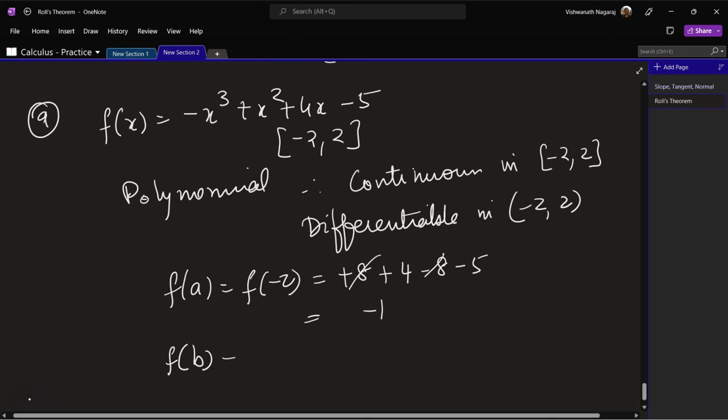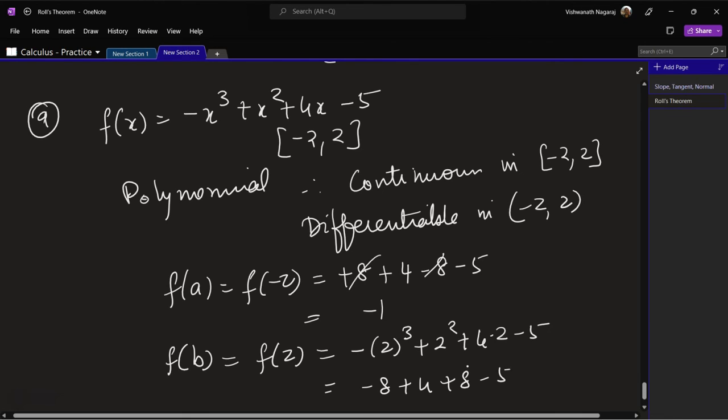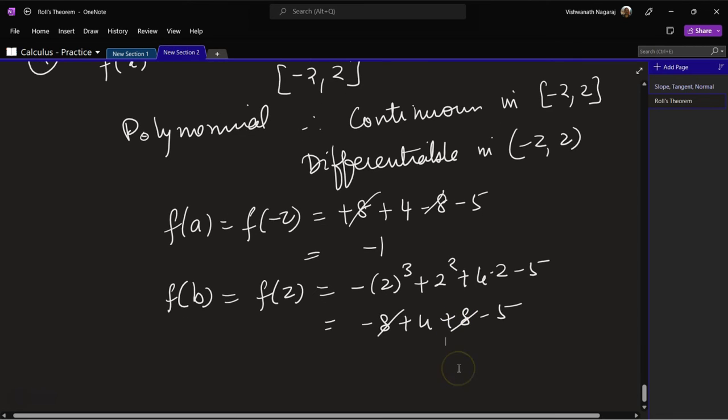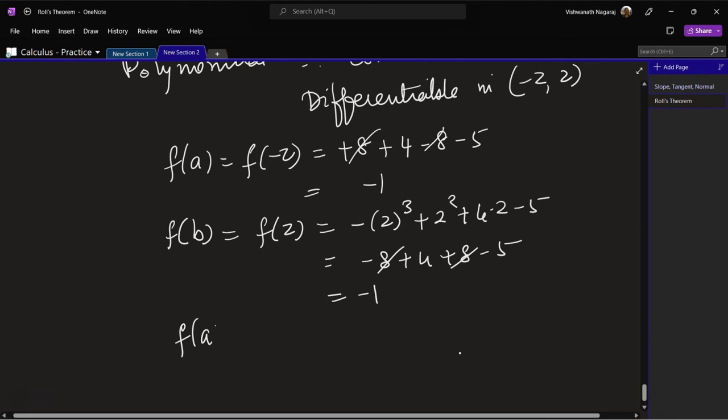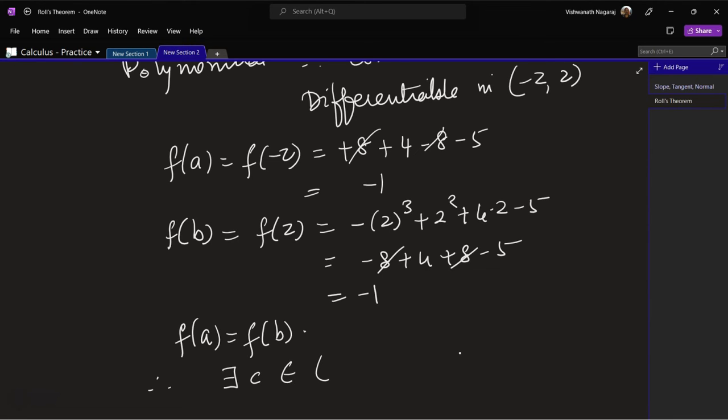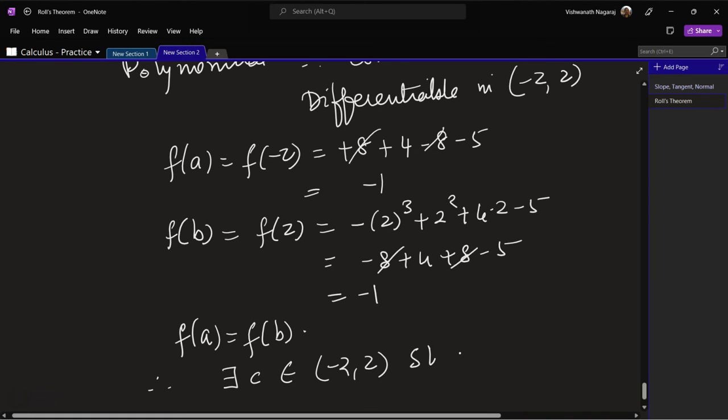Now let's look at f of b, which is f of 2. Okay, this gives us minus 2 cube plus 2 square plus 4 times 2 minus 5, which gives us minus 8 plus 4 plus 8 minus 5. So 8 cancels, 4 minus 5 is minus 1. Which means f of a is equal to f of b. Therefore, there exists a c belonging to the interval minus 2 comma 2 such that f prime of c equal to 0.